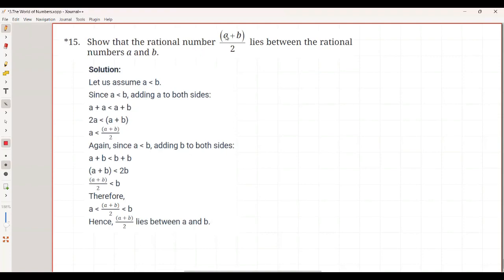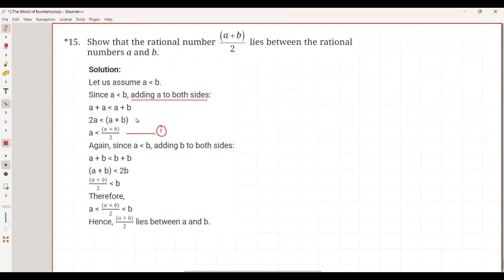Show that the rational number a plus b by 2 lies between the rational numbers a and b. First, let us assume a is less than b. Since a is less than b, I add a to both sides. a plus a is 2a, so 2a is less than a plus b. Next, take this 2 to the other side. Multiplication becomes division. Now a is less than a plus b by 2. I am calling this the first one.